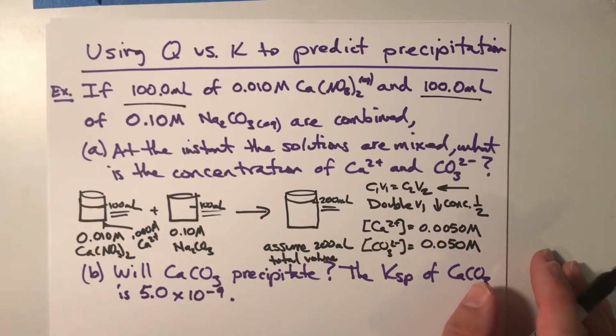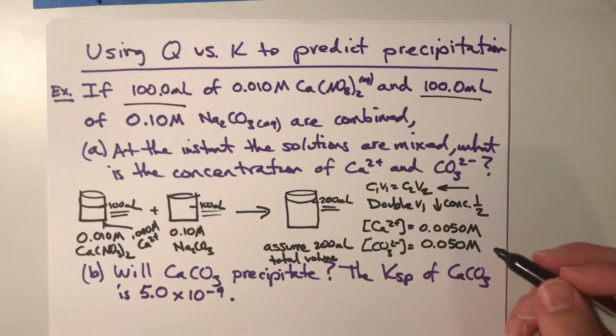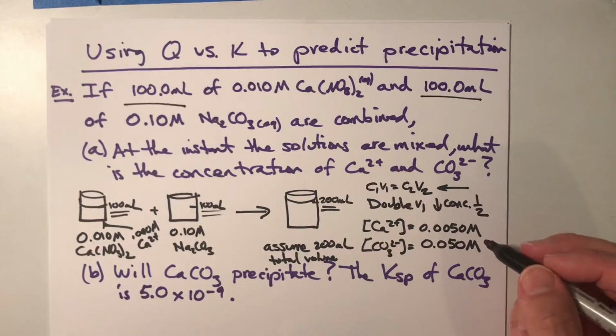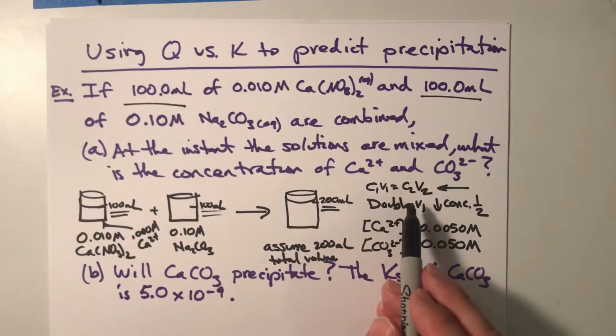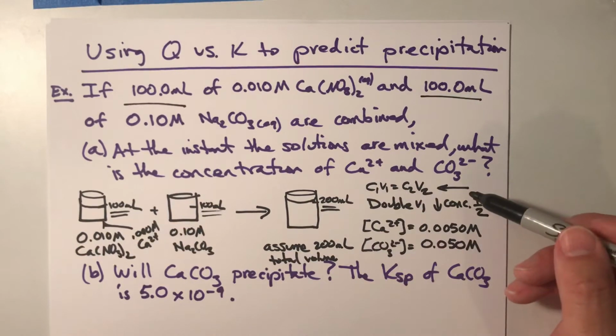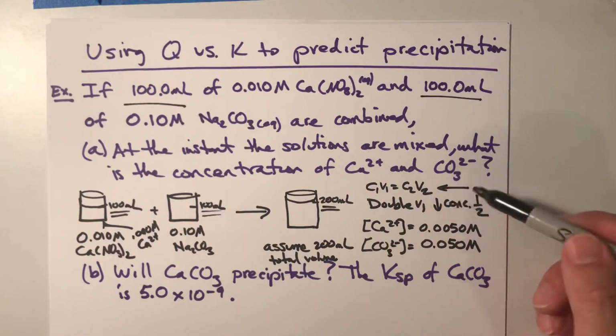All right. So now, and this is first semester material, so sometimes you're a little foggy on this, and that's understandable. So you may have to go back and review C1V1 equals C2V2. If you took chemistry elsewhere, you may have learned this equation as M1V1 equals M2V2. I prefer to emphasize that it's general for all concentrations.